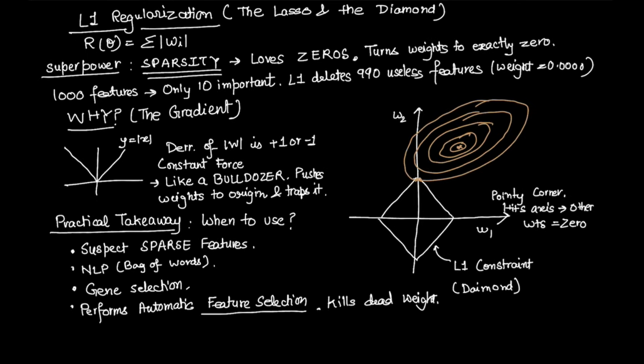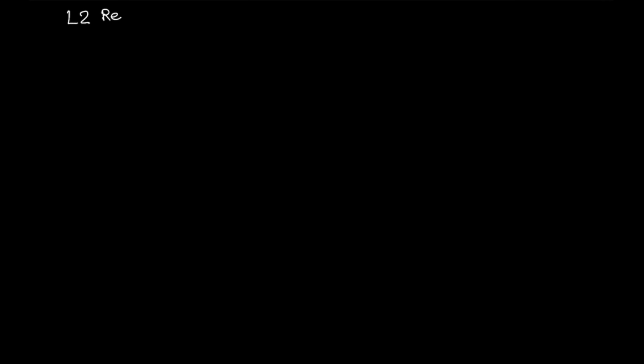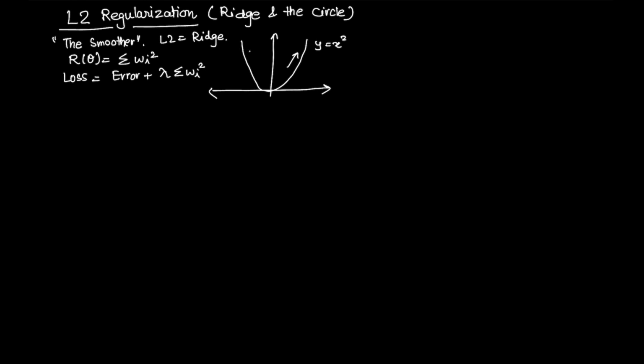Now let's talk about the industry standard, the default: L2 regularization, or ridge regression. The formula is R(theta) is equal to the sum of the squares of all the weights. In L2, we penalize the square of the weights. So loss is equal to error plus lambda times the sum of w squared. This sounds like a small change, but the behavior is completely different.